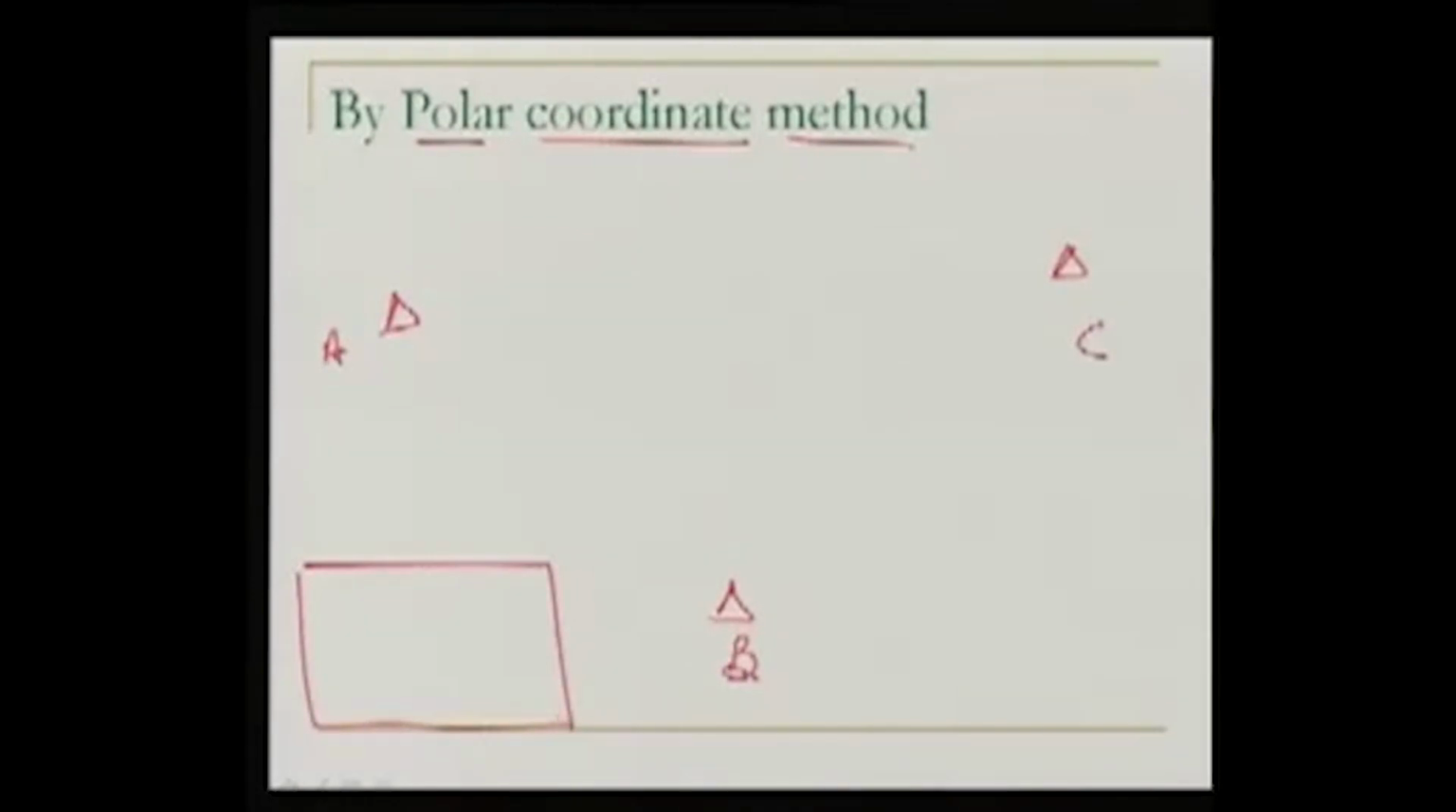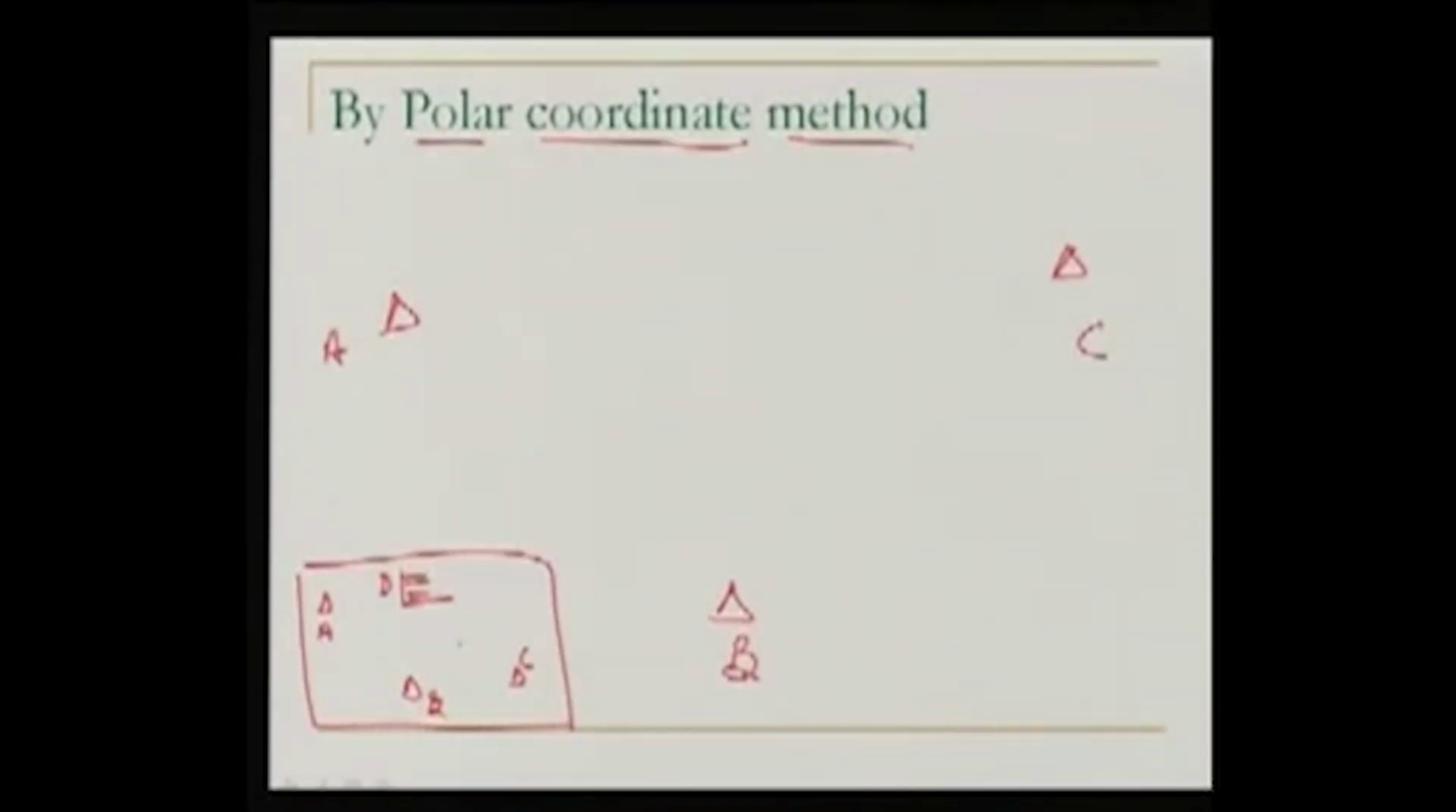Well, we'll start with the polar coordinate method. Now, what is the polar coordinate method? In the polar coordinate method, we have the controls A, B and C, and here we had the map. On that map, A, B and C are there. There on the map, there was a building corner. Let's say this is the building corner, D, and this building corner needs to be established there on the ground.